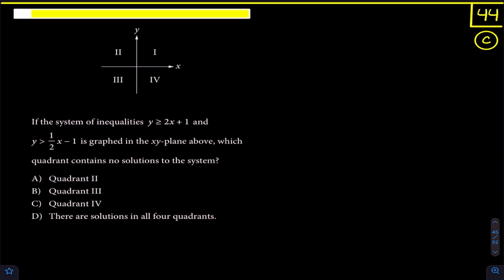So moving on to problem 44 now. This problem is involving a system of inequalities. It says if the system of inequalities y is greater than or equal to 2x plus 1 and y is greater than 1/2 x minus 1 is graphed in the xy plane above, which quadrant contains no solutions to the system?